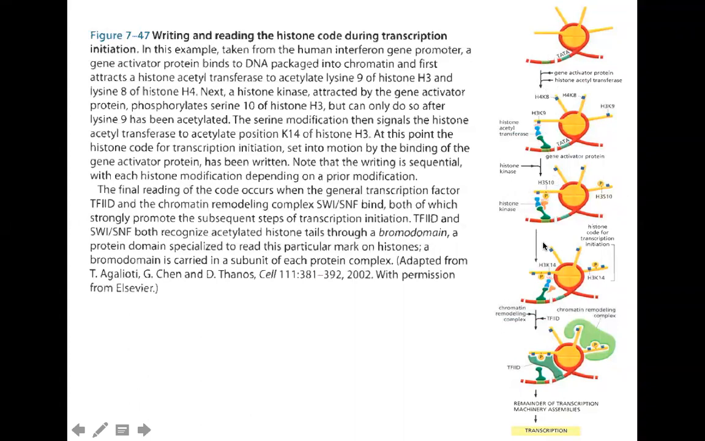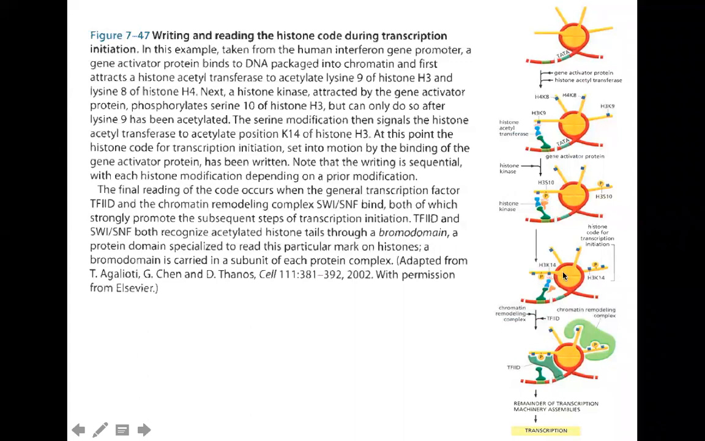So this is a sequential matter. First, K9, or lysine on the 9th position, needs to be acylated, and then S10, serine 10, can be phosphorylated. Now, when both of these things have taken place, on histone 3 we have acylated lysine on the 9th position and phosphorylated serine on the 10th position. In addition, on histone 4 tails, we have acylated lysine on the 8th position. So three different types of modifications have been carried out. This sets up a histone code for transcription initiation. Now the code is ready.